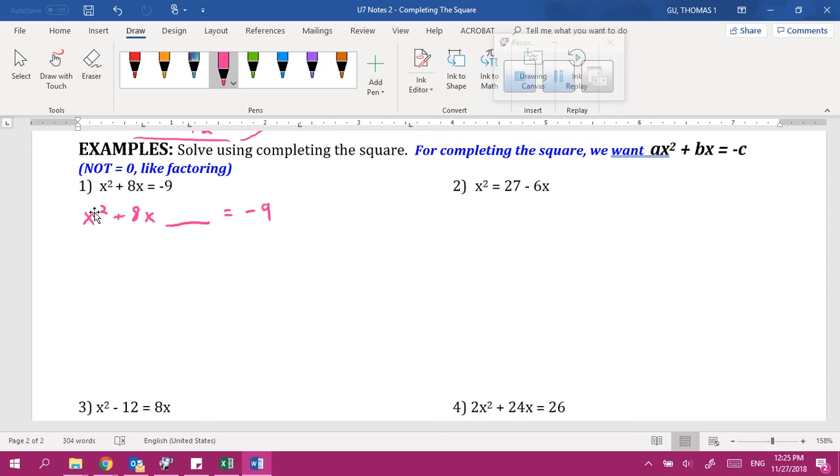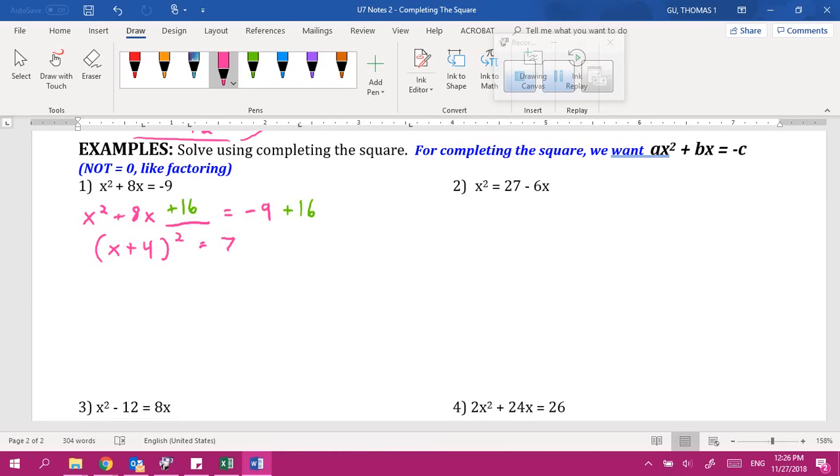So, what's my perfect square going to look like then? x plus 4. And if that's a 4 right there, what goes in the missing blank? Plus 16. What else do I need to do? Add 16 to both sides. Which means that x plus 4 squared is going to equal what? 7, that's right, because negative 9 plus 16 is 7.